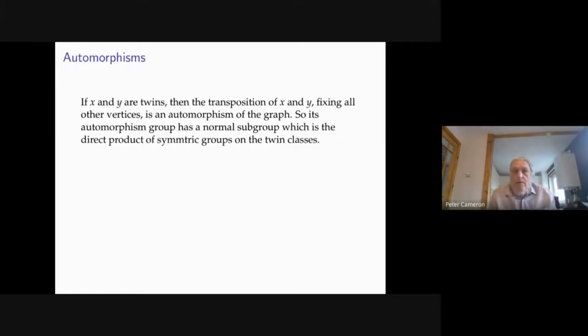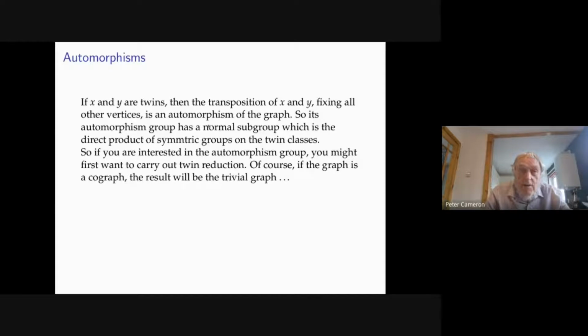And the other reason for looking at this is automorphisms. As I just said, if x and y are twins, then you can transpose x and y, fixing all the other vertices. That's an automorphism of the graph. So that means that if you look at all the transpositions like that, they will generate a normal subgroup of the group, which is a direct product of symmetric groups on the twin classes. And so for that reason, the automorphism group of one of these graphs is likely to be very large. And if you're interested in the automorphism group, you might want to do twin reduction first.